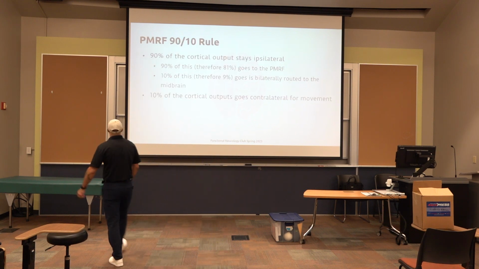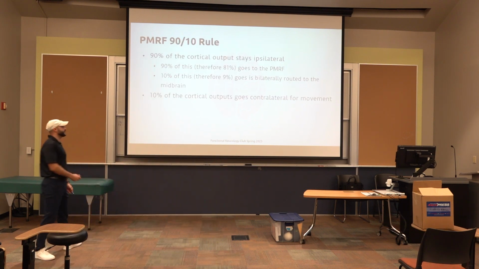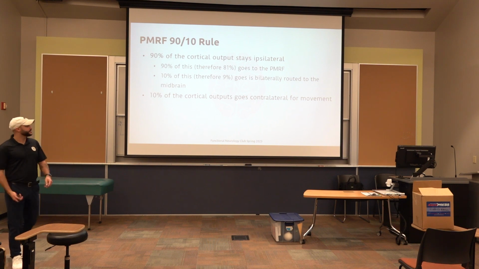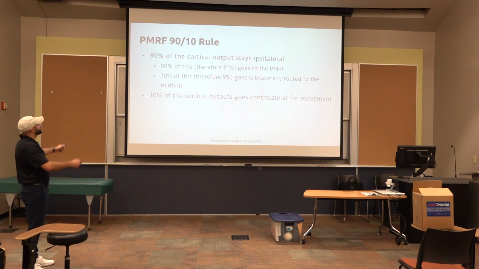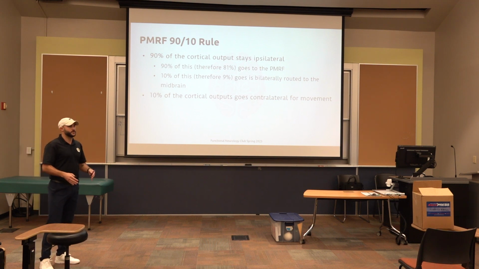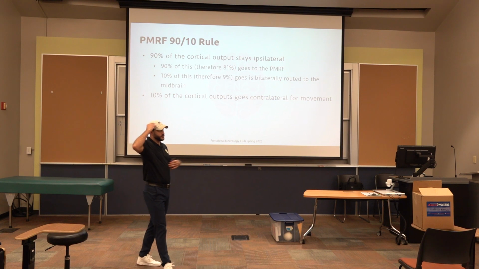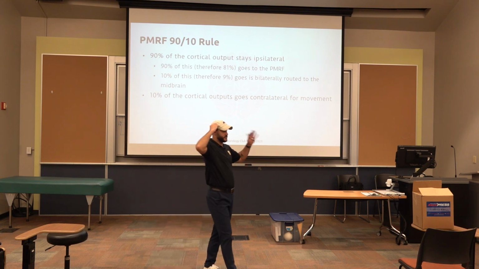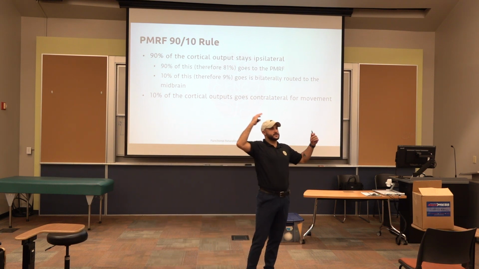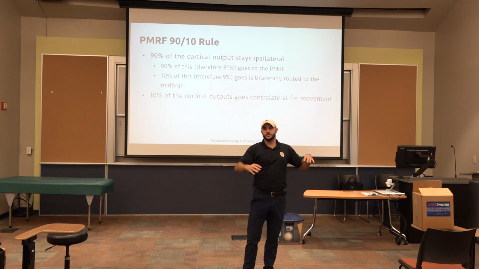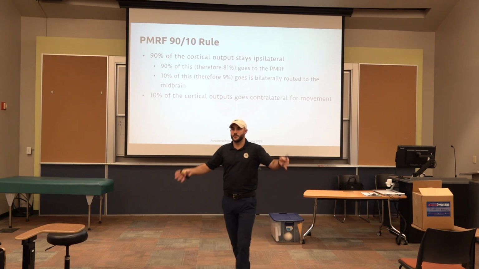Okay, 90-10 rule. This is confusing. I'll try to make it simple. 90% of cortical output stays ipsilateral. That means only 10% of cortical output goes to the contralateral side for movement. Only 10% of our cortical output goes to movement. That's it. 10% goes to movement. The rest of the cortical output all goes to regulating our autonomic nervous system.